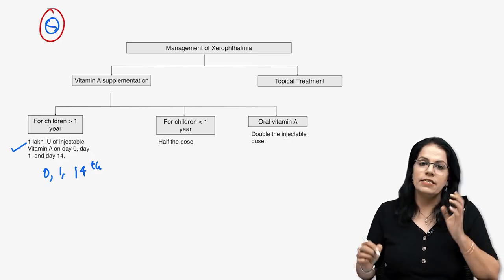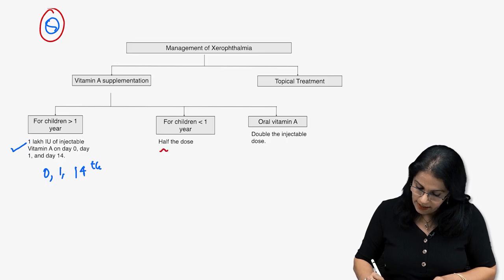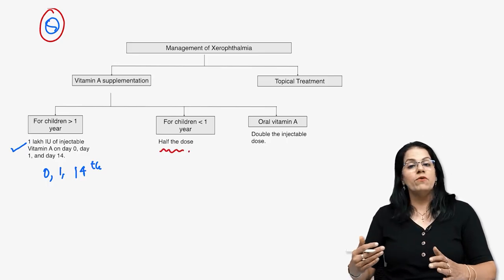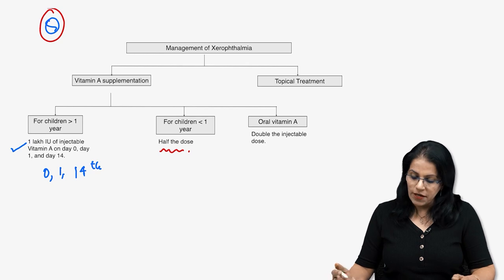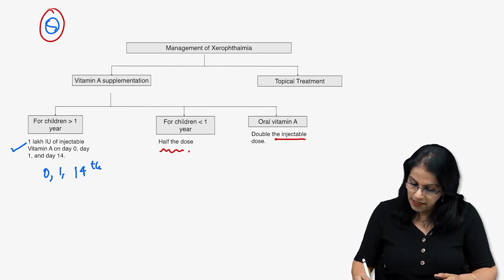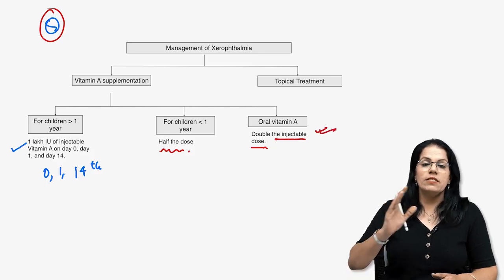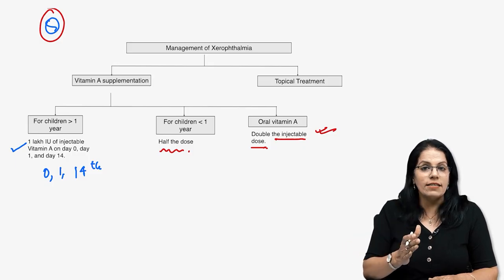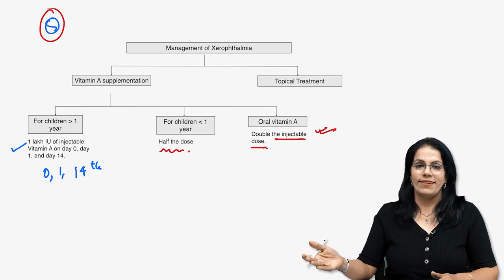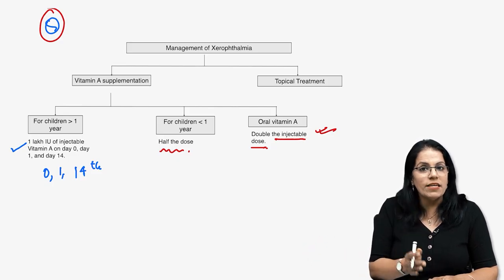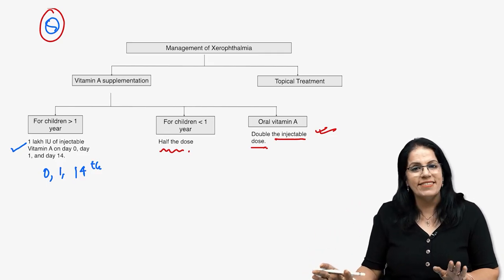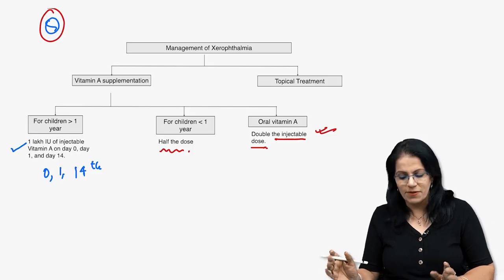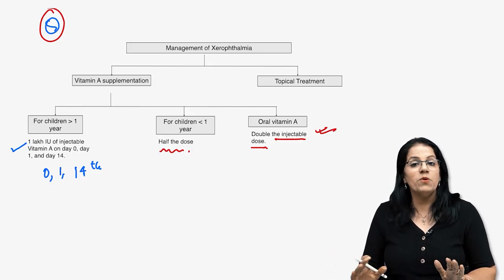And if your patient is less than 1 year, half the dose. So if you have to give oral, because oral absorption is of course limited, so we give double the dose of injectable for oral. That means if the child is more than 1 year, you were giving 1 lakh international unit. If you have to give orally, you give 2 lakh. If the patient is less than 1 year, you were giving 50,000. So oral, you will give 1 lakh. You understood? Yeah. In each case, we double the dose. Right. So that is how you manage a deficiency.